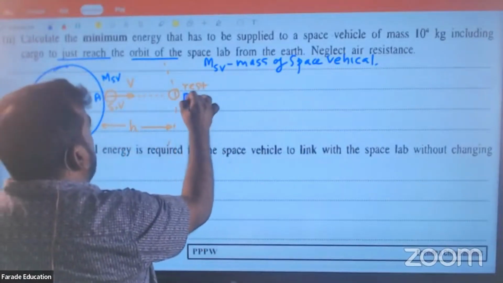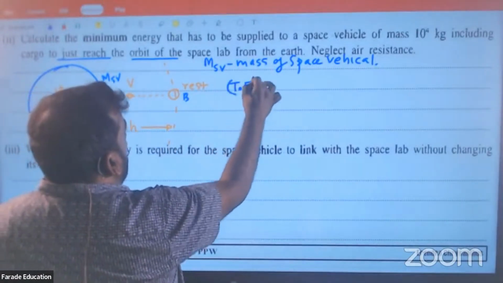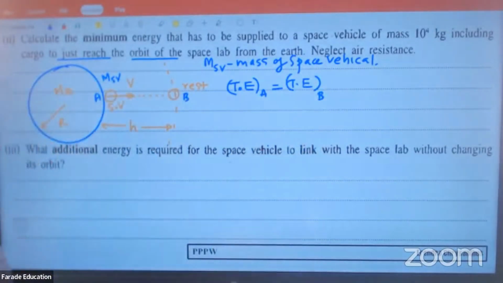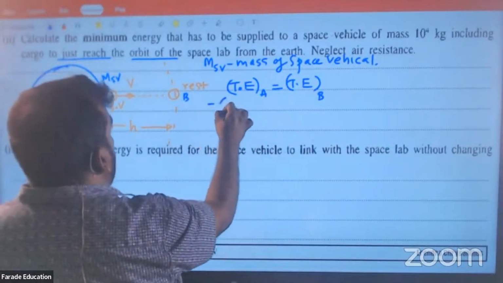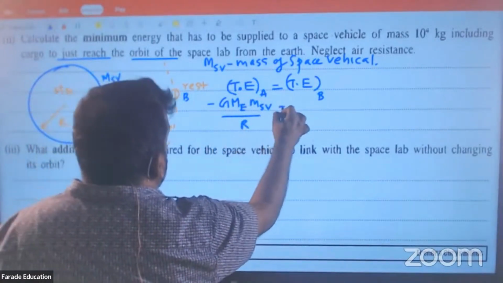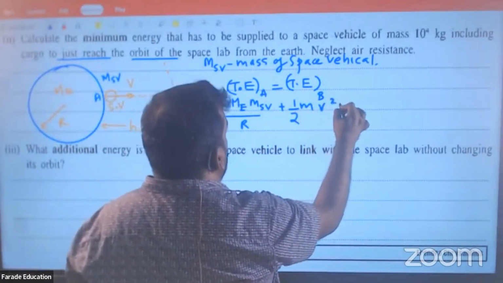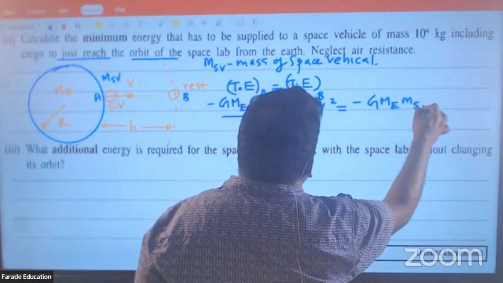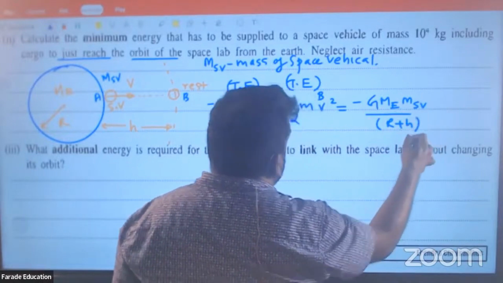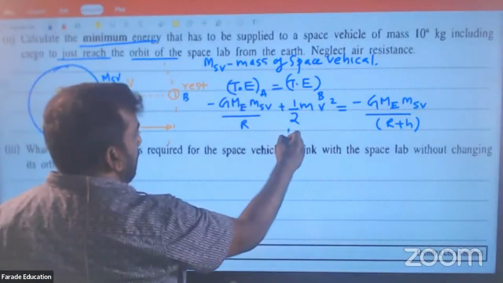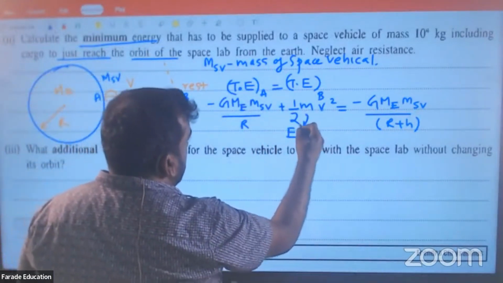Total energy at A equals total energy at B. I'm writing short form, but you don't write short form. Total energy at A is gravitational potential energy, minus G ME mass of space vehicle over radius R, plus half M V squared. Total energy at B is only gravitational, minus GME M space vehicle over R plus H. What are they asking? Minimum energy. Minimum energy is kinetic. This is your minimum energy.